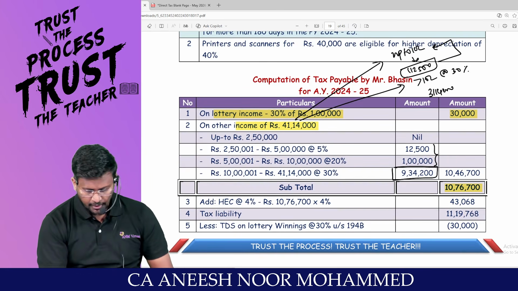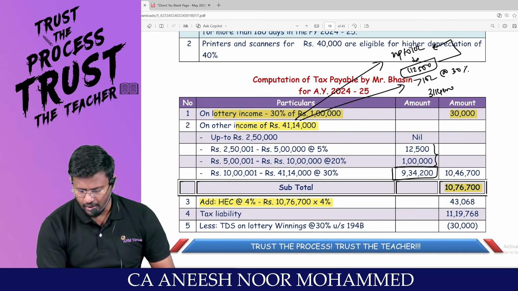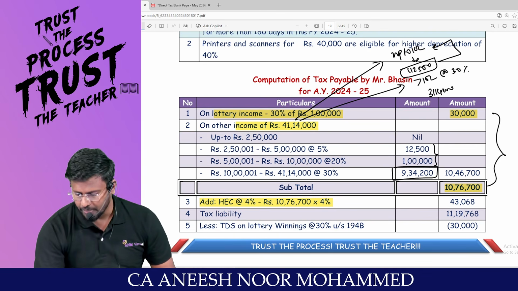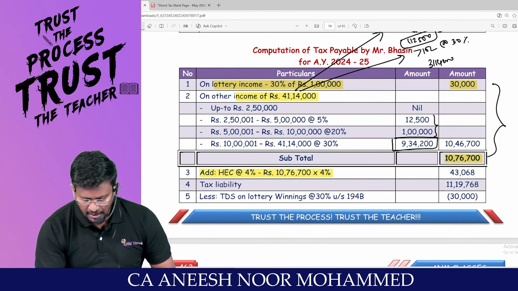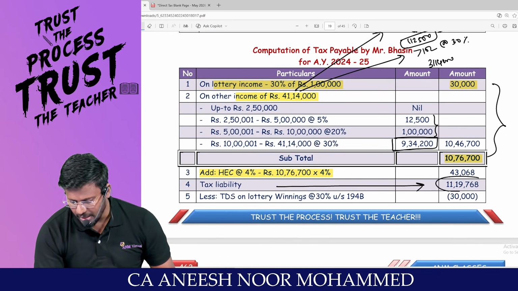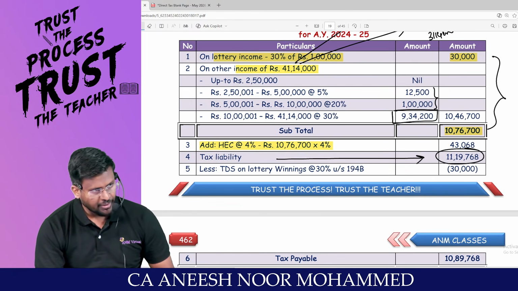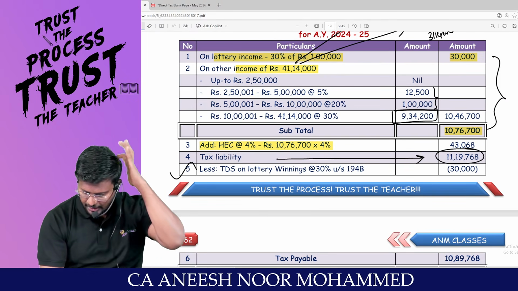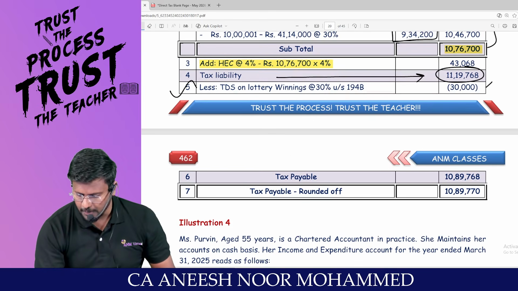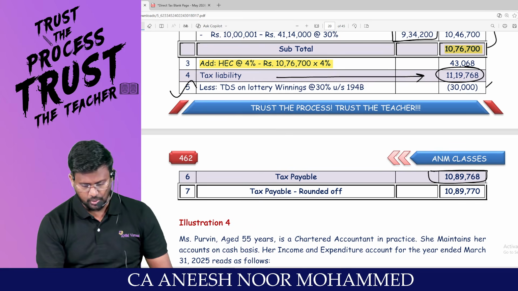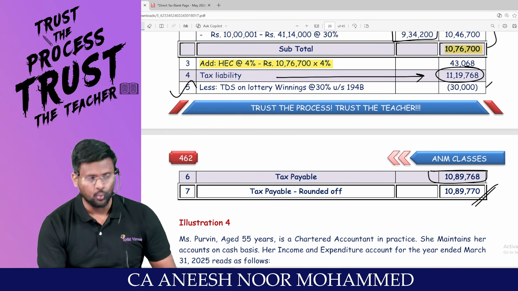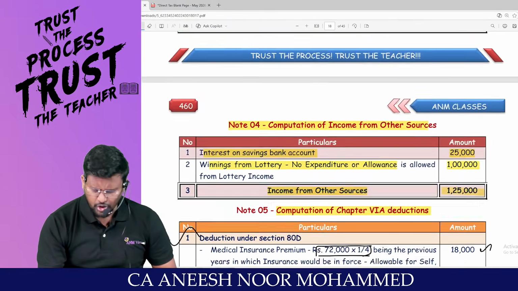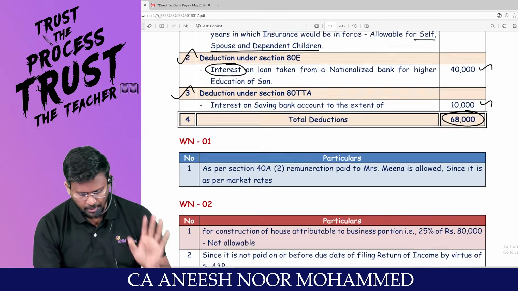10,76,700. Am I right? On that, health and education cess at the rate of 4%, my dear lovable students, including the casual income, I am charging the health and education cess. The total tax liability will be 11,19,768. Already on lottery income, 30% TDS would have been deducted. So that 30,000, the tax payable will be 10,89,768, which will be rounded off to 10,89,770. Are you feeling very much comfortable with regard to illustration number 3?